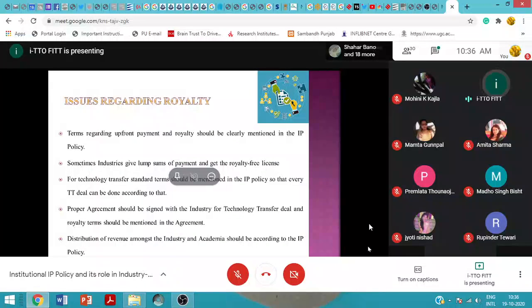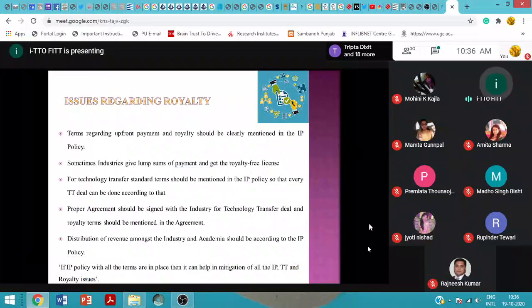It should be mentioned. A proper agreement should be signed with the industry for the technology transfer deal, and royalty terms should be mentioned in the agreement. Distribution of revenue between industry and academia should be according to the IP policy, and it should be mentioned. Different case scenarios can be mentioned in the IP policy, and of course, revenue distribution among the academic institution and inventors should also be mentioned in the policy.